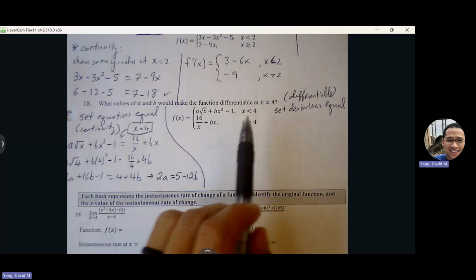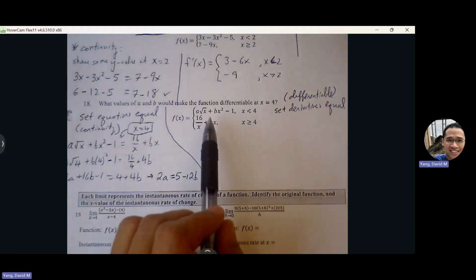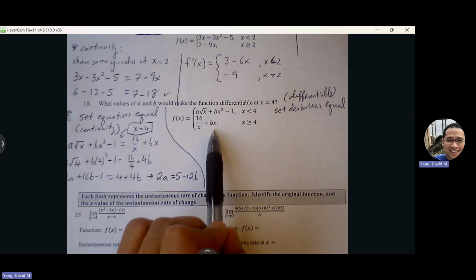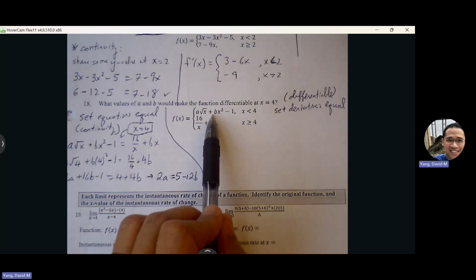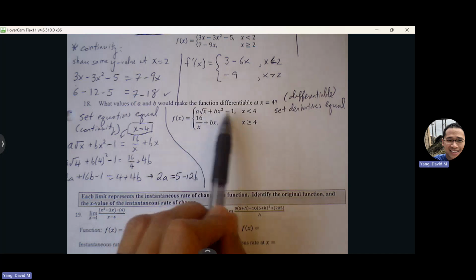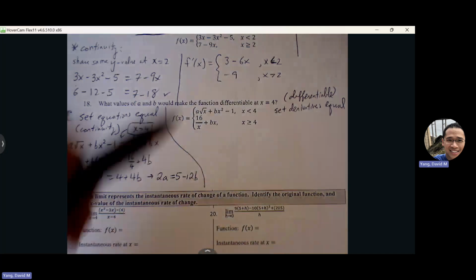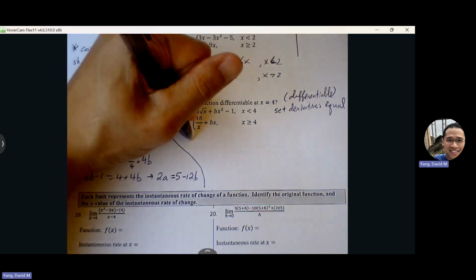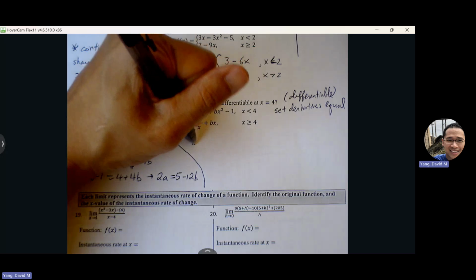So this is where my calculus will come in. I want these two to share the same slope at 4. So I'm going to set their derivatives equal to each other. But if I want to set their derivatives equal to each other, I first have to make sure that every term is ready for power rule, right? So a root x, I'm going to get that ready. I'm going to make it a x to the 1/2.